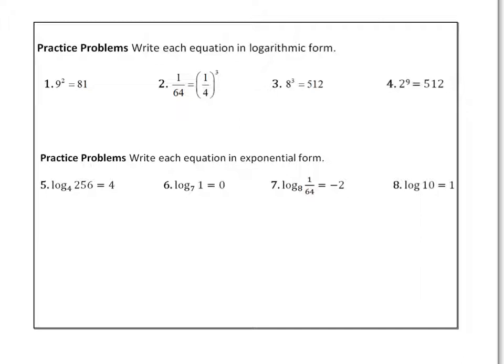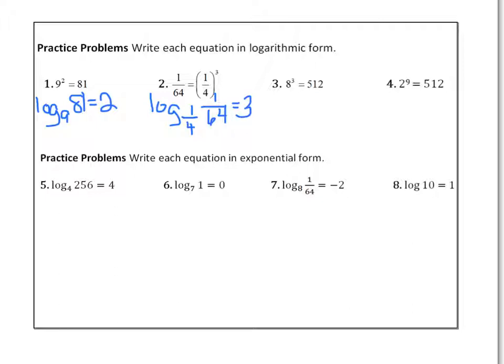Alright, so for number 1, we're writing it in log form, so we need to write the word log. Our base is 9, so that goes on the bottom, of the answer 81, and that equals the exponent, which is 2. Number 2, even though it's a fraction, it works the exact same way. So we have log, our base is 1/4, so we put that towards the bottom, of the answer, which is 1 over 64, and that equals our exponent, which is 3.